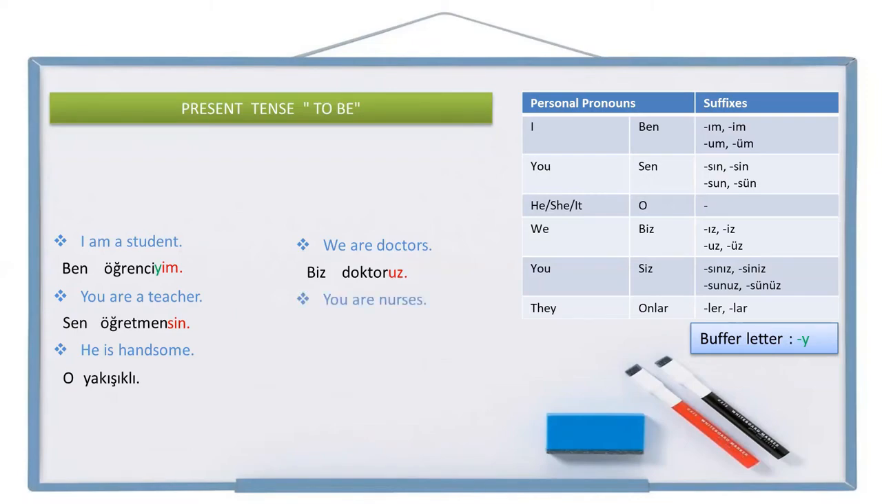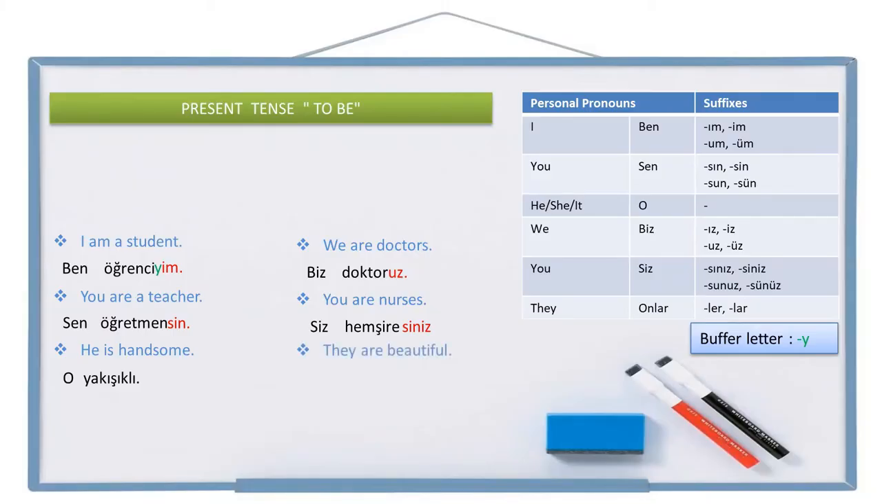Next one, you are nurses. But we are going to say you are nurse, even it is plural. The personal pronoun you in plural is siz, nurse, hemşire, and the personal pronoun suffix to the end, hemşiresiniz. Siz hemşiresiniz. You are nurses. One last example.